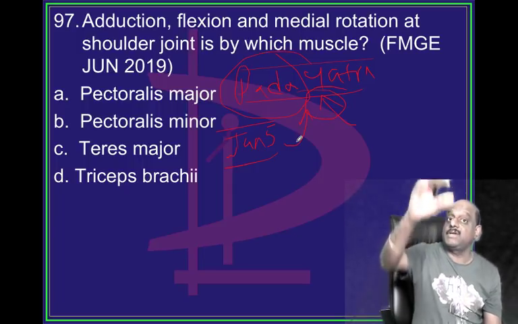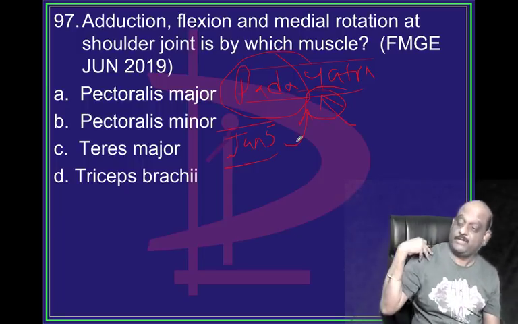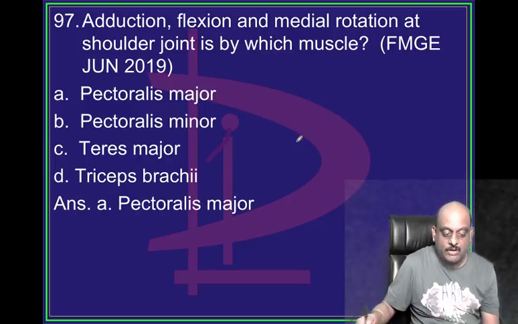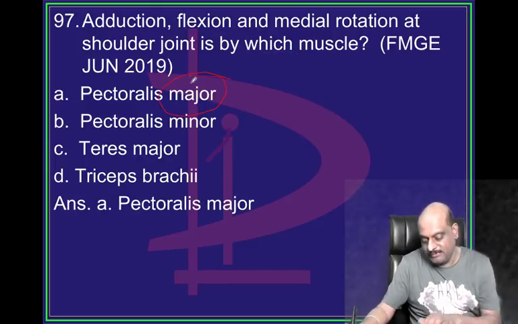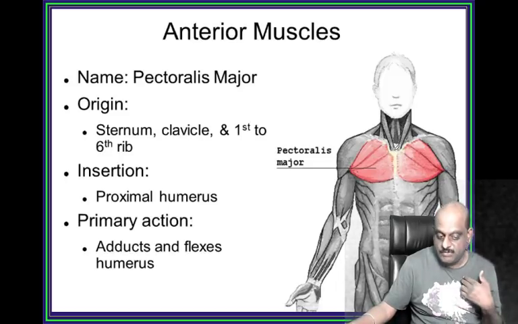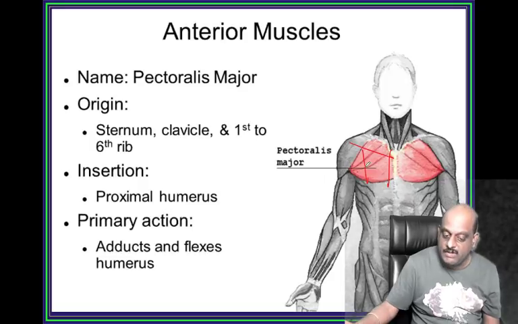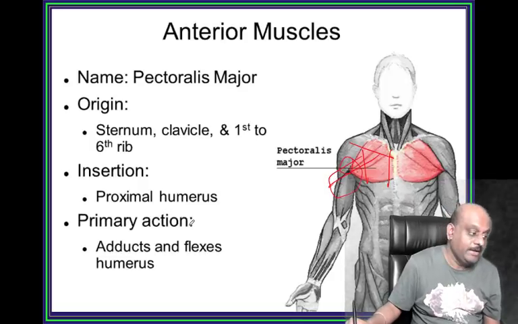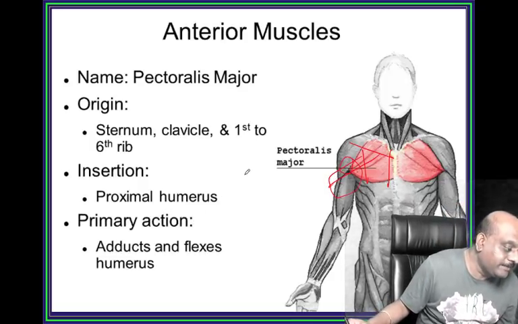Now, doctor, adduction, flexion, medial rotation of the shoulder. Which muscle, doctor? Pectoralis major. From where does it come? Sternum, clavicle, first to sixth rib. Inserts into the proximal humerus. What is the main action, doctor?